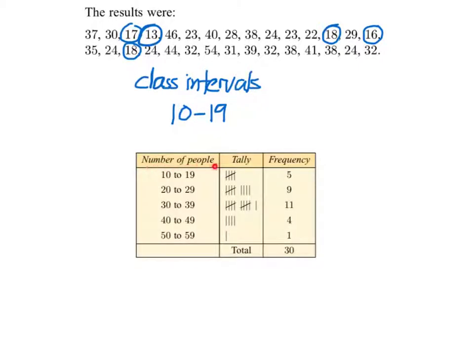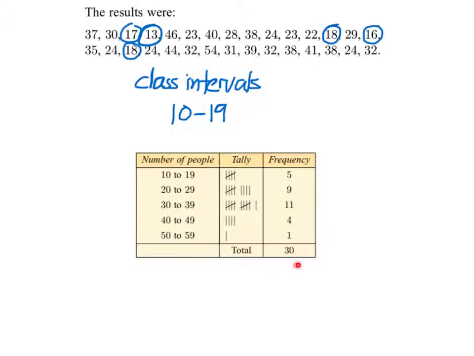I still have my variable, but now the possible values are grouped into appropriate ranges. And I still have my tally chart using the same tick marks, but instead of only counting tens, now I'm counting all numbers between 10 and 19. And we have our frequency column as well, which is just the sum of all the tick marks. So in the second example, I have 9 instances that occur between 20 and 29. And so I have 9 hash marks, and I use the number 9 over here.